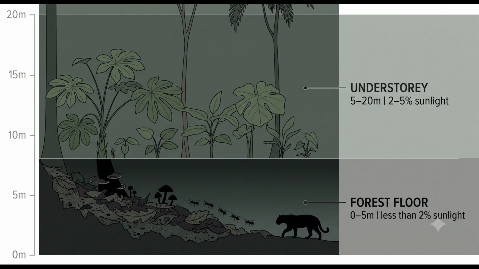understory plant. Finally, the forest floor, from ground level to about 5 meters. It receives less than 2% of sunlight. It is genuinely dark for most of the day, and yet it is warm and very humid, sheltered from wind and direct sun by every layer above it. This is where decomposition happens, and where jaguars, leafcutter ants, fungi, and bacteria live.